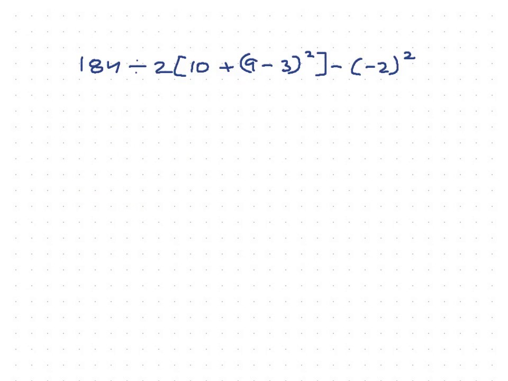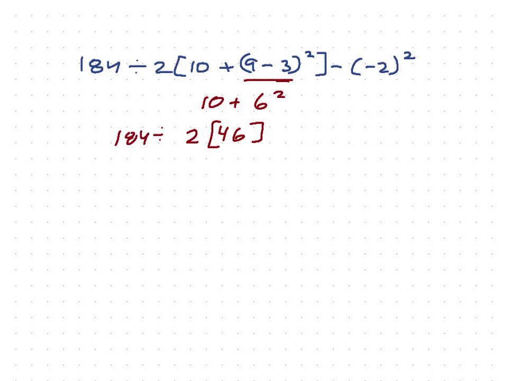Here's another order of operations question, quite lengthy. So you've got a division, you have 2 times this big bracket minus a negative 2 squared. So brackets first, obviously. The brackets first in BEDMAS means you've got to do the inside out. So the inside bracket would be 9 minus 3, which is going to be 6. 6 squared. I'm going to do that part, 6 squared. 36 plus 10 is going to give you 46 inside this square bracket. And you've got a 2 outside that bracket.